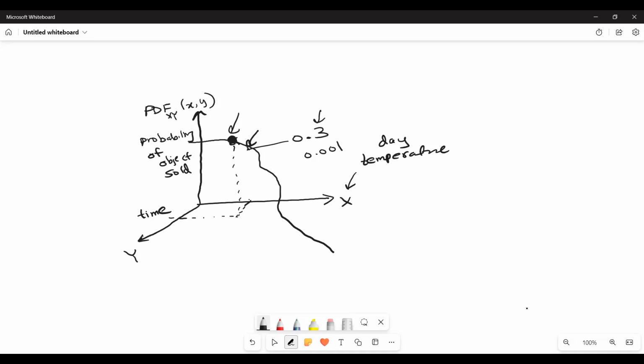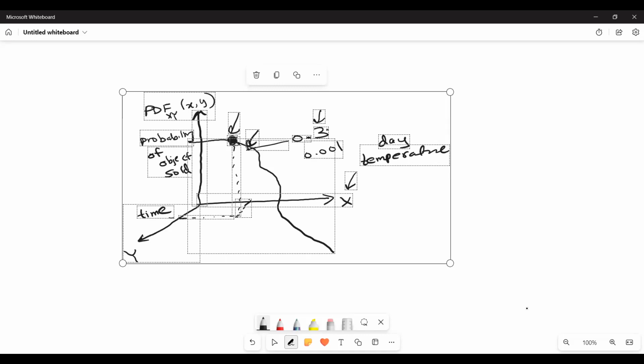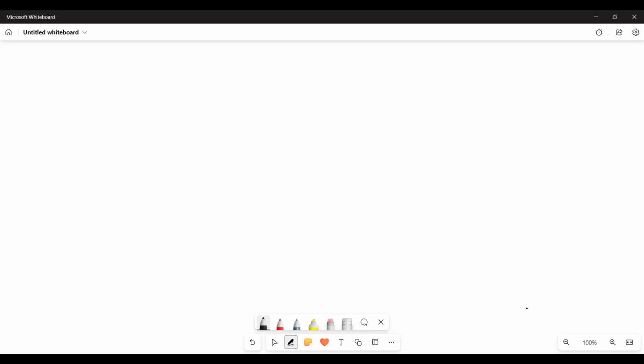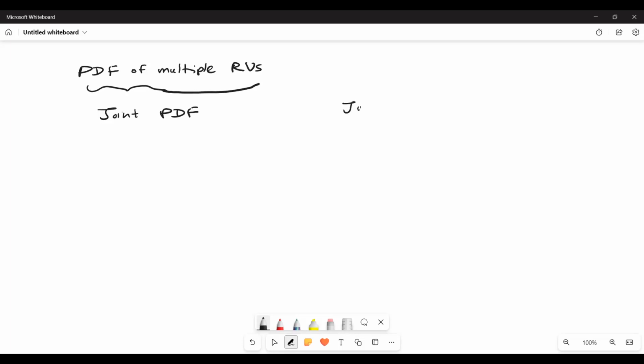So I hope it is okay for you. I think I will discuss the probability density functions when we have multiple random variables. The probability density function of multiple random variables we call joint PDF functions. So similarly for the CDF, we have joint CDF functions.